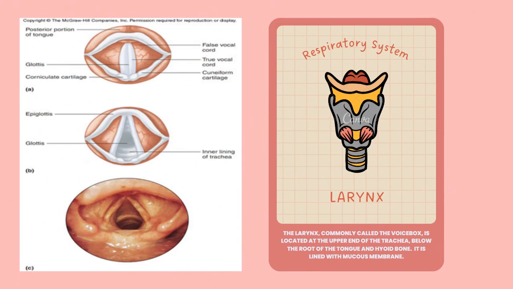The larynx, commonly known as the voice box, is a structure in the throat involved in breathing, sound production, and protecting the trachea. It houses the vocal cords, which are essential for speech. The larynx sits at the top of the trachea, or what we call the windpipe, and is composed of cartilage, muscles, and mucous membranes.